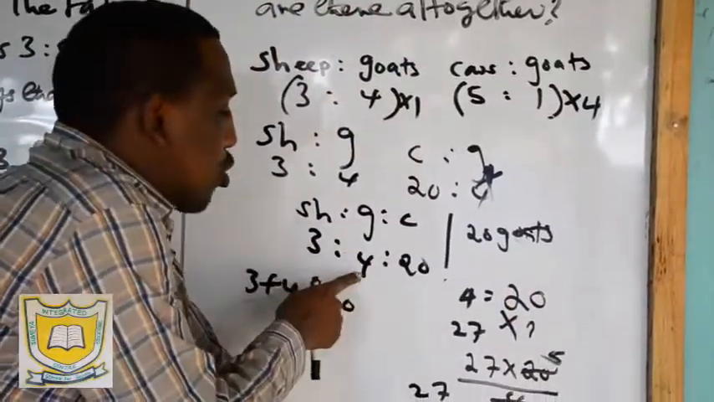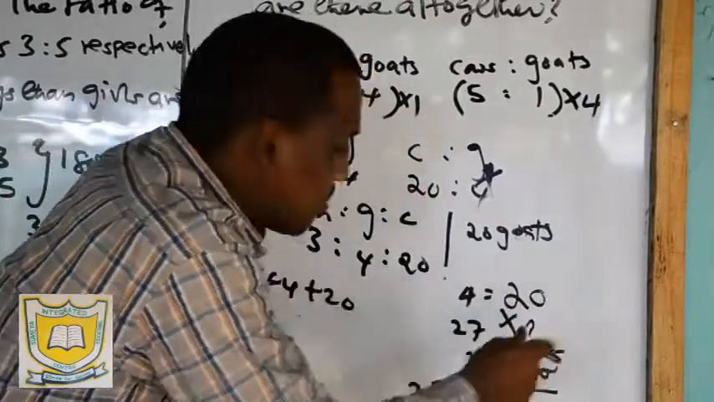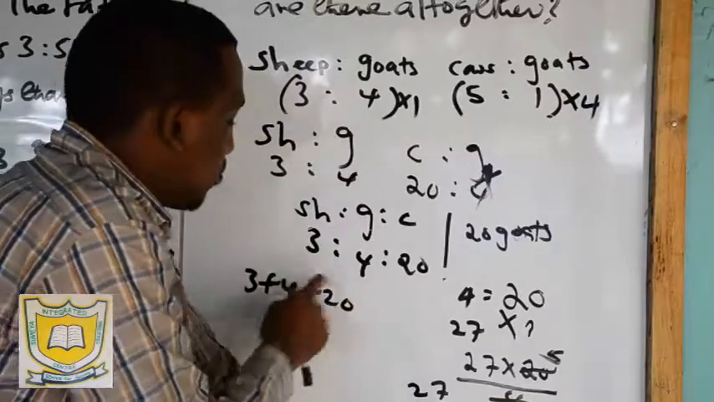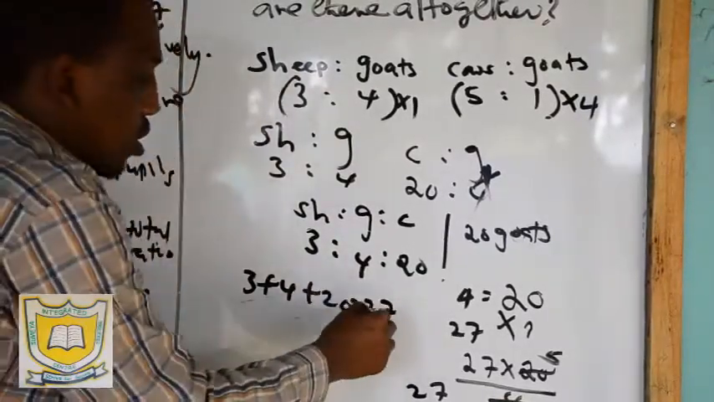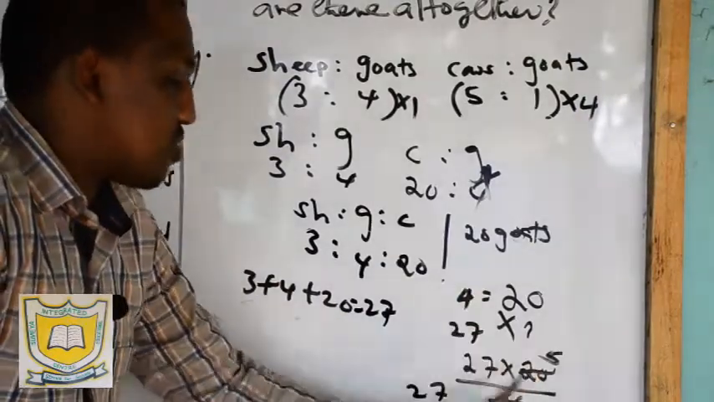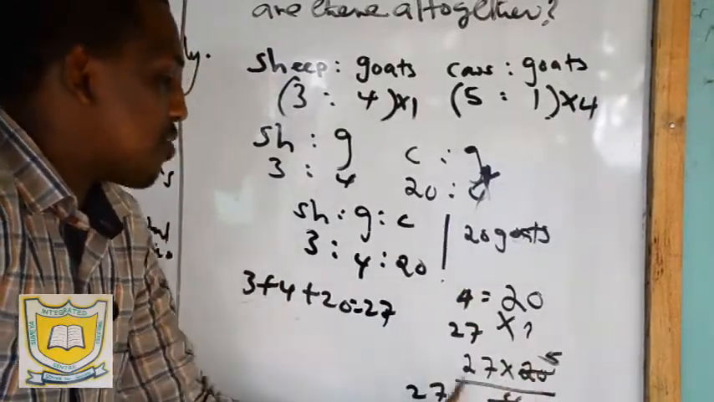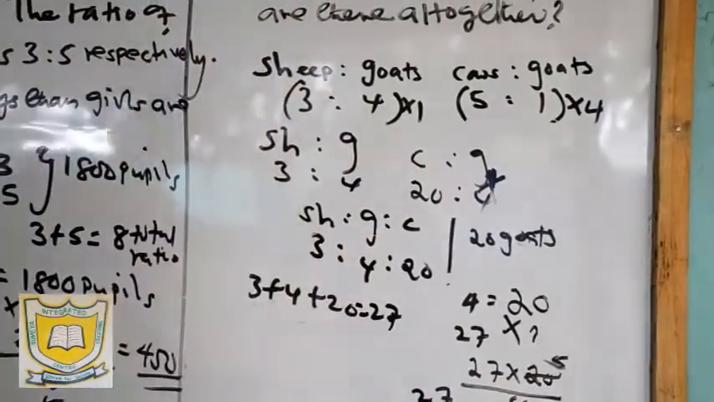So if the ratio of 4 is equal to the number of goats we are given, which is 20, what about the total ratio? 27. So when you add this, you get 27. What about 27, the total ratio? Cross multiply. 27 times 20 divided by 4; by 4, 1; by 4, 5. 27 times 5, you will get 135 animals. That's how we get it.